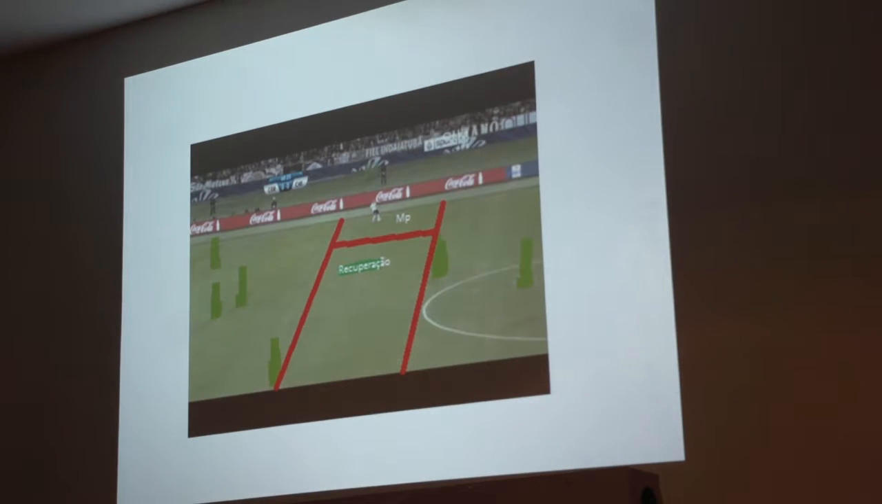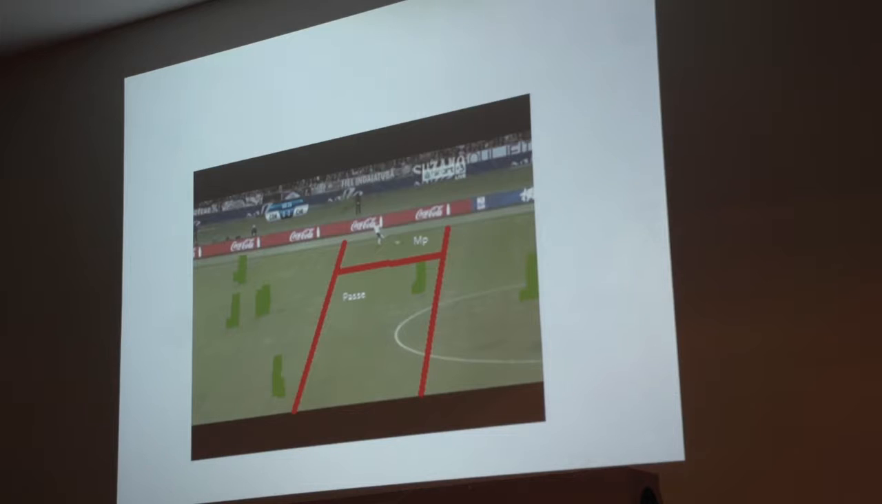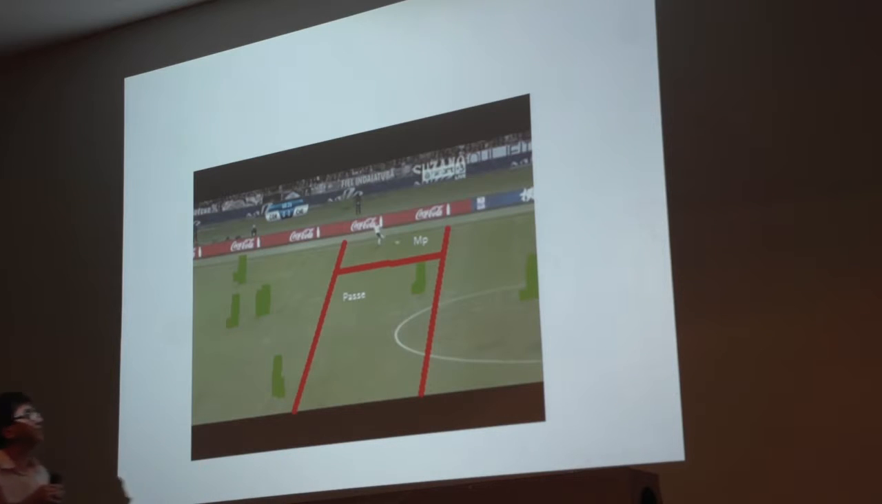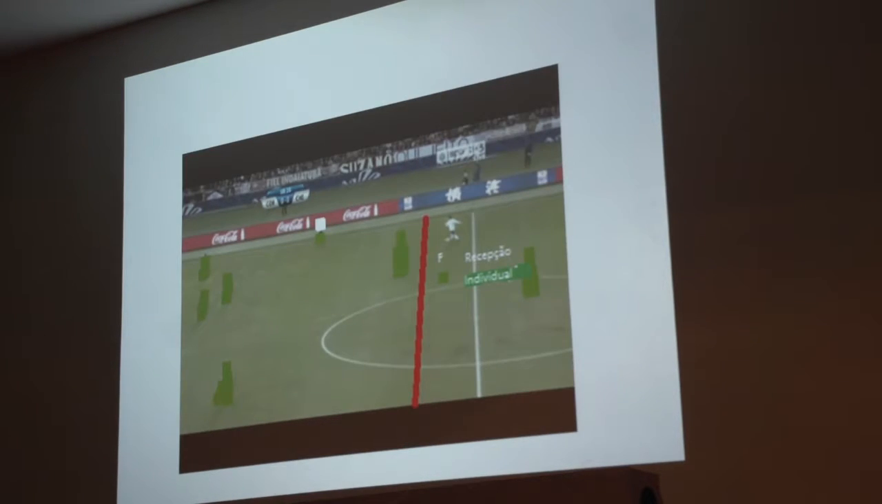Here's the annotation. This is the position of the player with the ball. These two lines are the representation of two defensive lines. Next, please. And here is the name of the position in the annotation. Next, please. Next, you can go fast now.